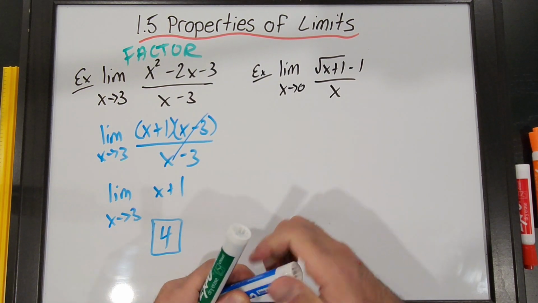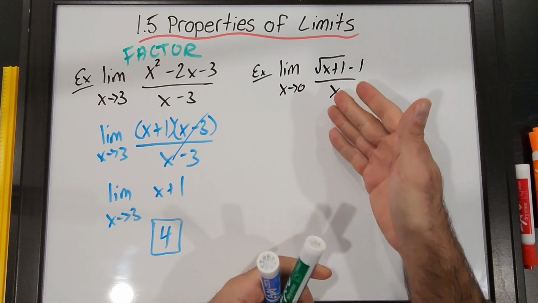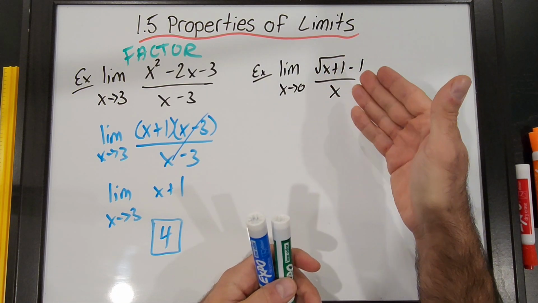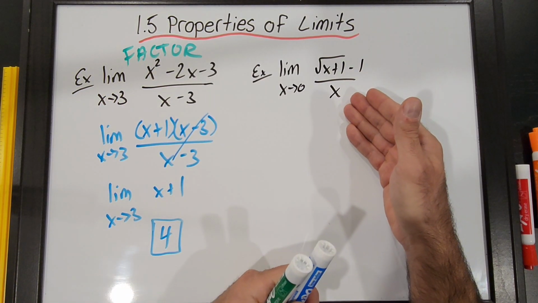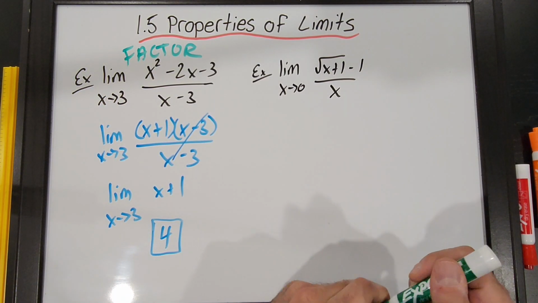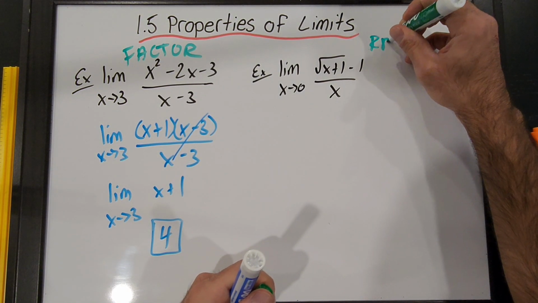Factoring. This example, if I plug in 0, there's nothing to factor here, right? You've seen this before in another lesson. I think it was 1.2. But the only thing I can do here is rationalize. So over here, I'm going to rationalize.